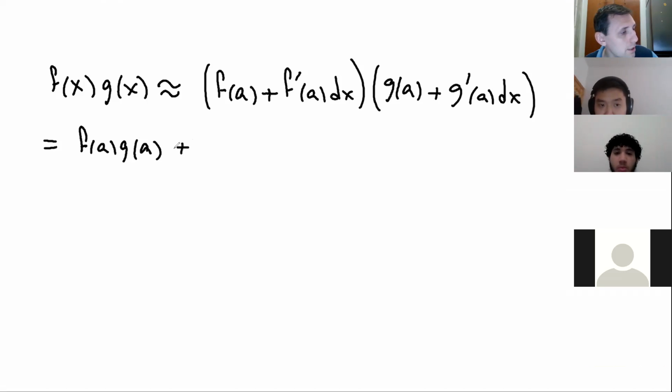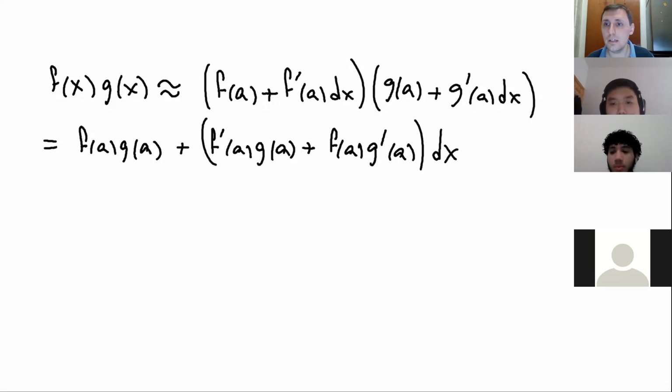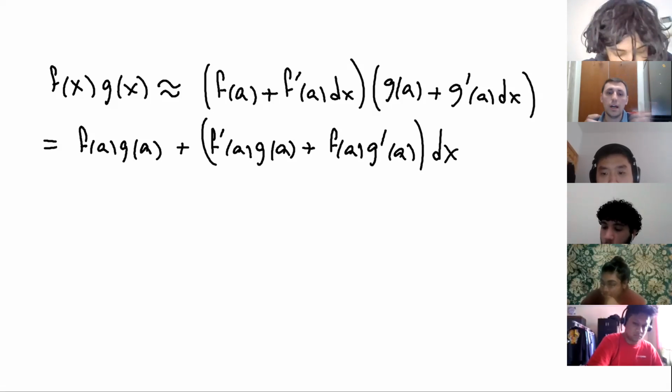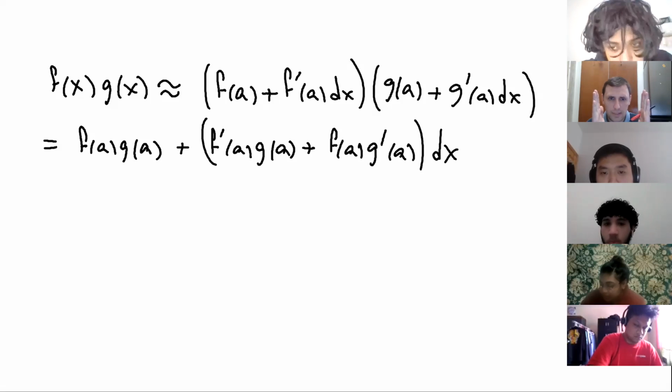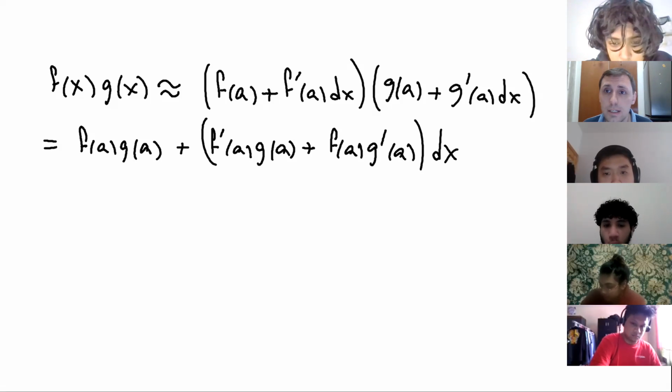Now, how many ways to get one dx, which I then can factor out? So it is going to be f prime a times g of a plus f of a times g prime of a, times dx. Do you all agree? You understand what I did, guys? I did something very, very easy. I just multiplied through and I factored out dx. So I have this bookkeeping. How many cases where there is no dx? How many cases where dx is to the power 1? Finally, how many cases are there where dx is to the power 2?